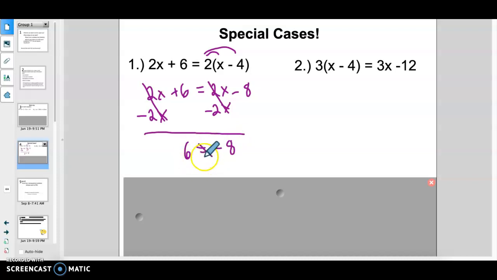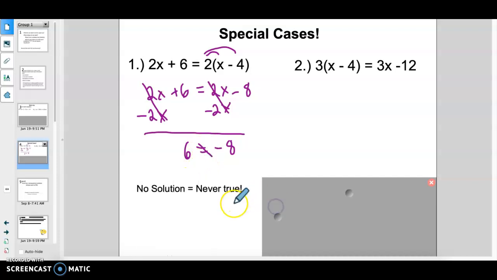So because this is not true, this is a no solution or never true, because 2x never equals 8. There is not any number that I could plug in for x that would make this equation true, that would make the left side equal the right side. If I had chosen to move the 6 to the 8 instead, eventually I would have gotten down to a situation where one side does not equal the other side. So whenever you reach that point, you know it's no solution or never true.